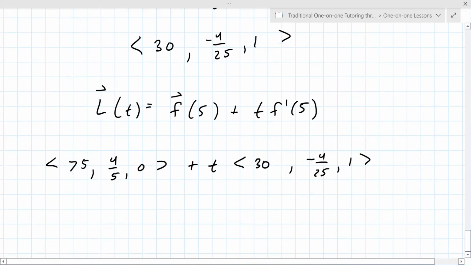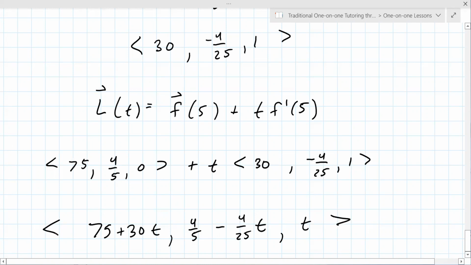So your final answer for L, the x component is 75 plus 30t. You take the x there and the x there, but you're multiplying it in, comma, 4/5 minus 4 over 25 t, comma, you'd have the 0 here plus just t. And that's the answer. You have to enter that as a vector, which I don't remember. Maybe you just do angle brackets.